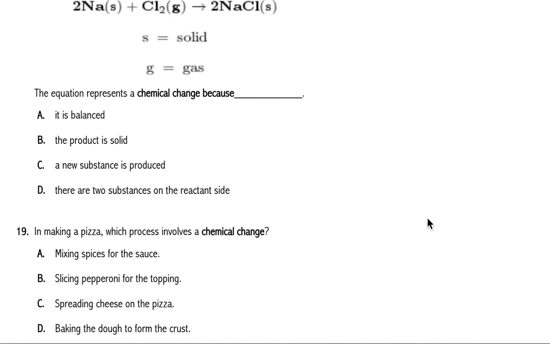Question 19. In making a pizza, which process involves a chemical change? A, mixing spices for the sauce, B, slicing pepperoni for the topping, C, spreading cheese on the pizza, D, baking the dough to form a crust.